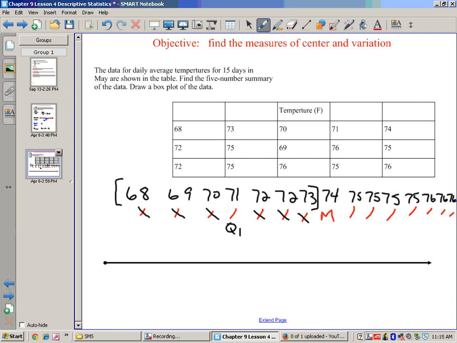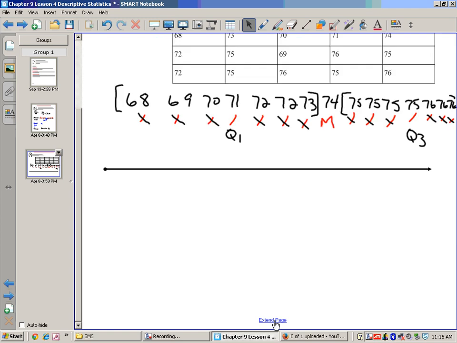Okay, and then we're going to find the third quartile, and we're going to find the upper half median, around 74. So we're going to look from 75 to 76. We're going to knock off here, 75, 76, 75, 76. And this 75 right there is our third quartile. So we found our first quartile, our median, and our third quartile. So now what we're going to do here, we're going to do our number line, and we're going to mark down what we have on our number line.